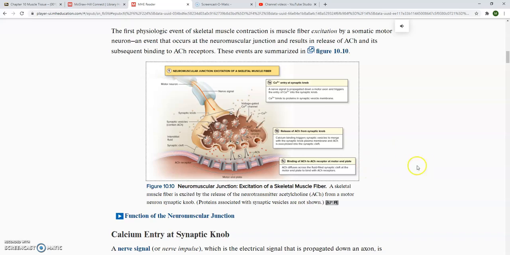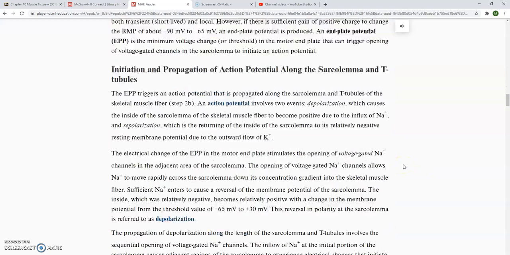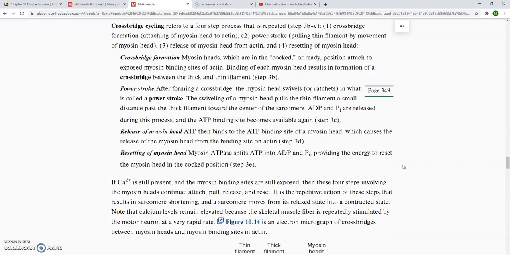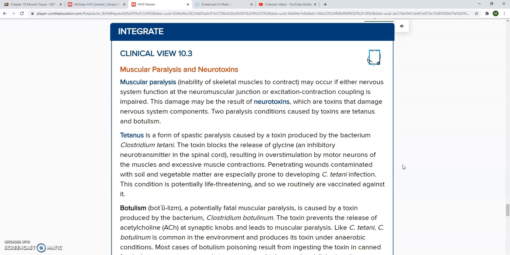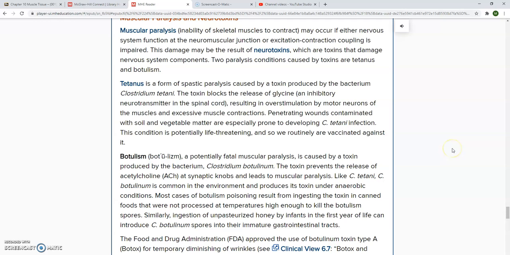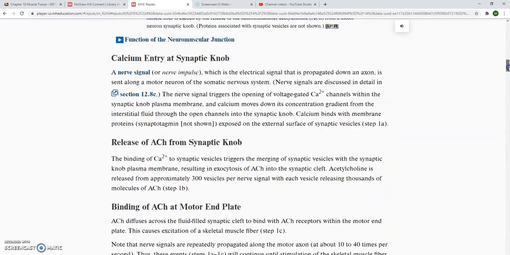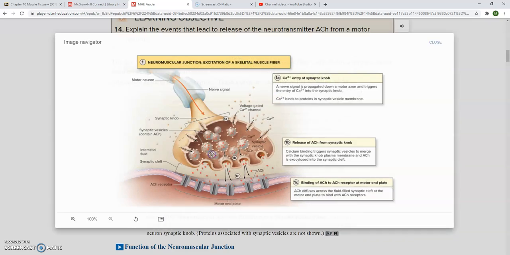Okay, so there are little boxes that talk about this information. I think it's at the very bottom here. Yep. So this is the box that talks about tetanus and botulism. I'm going to talk about this using the picture, but this is where you can find some of the information that you need to know about these two diseases. So we're going to go back up to our picture because this is where it happens.